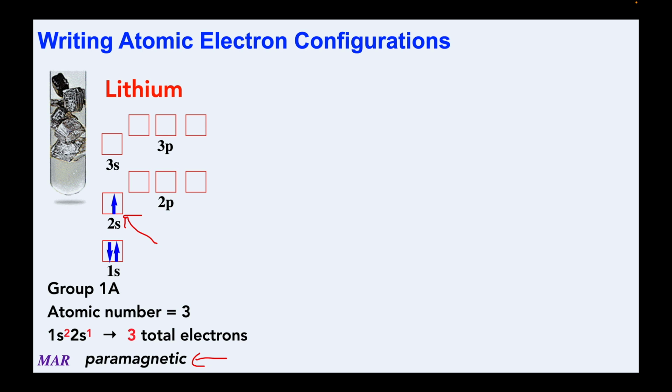But you could also write 1s2, 2s1, and that would be great. And make sure you put the 1 there, the superscript. Don't write just 1s2, 2s. That would be ambiguous as to the number of electrons. It's always 1s2, 2s1.